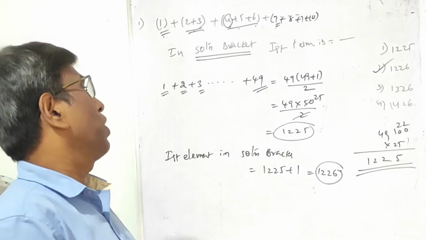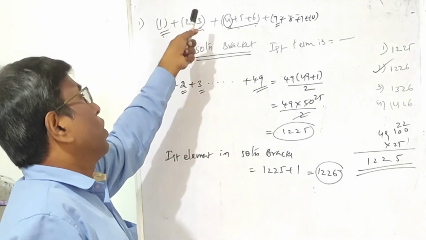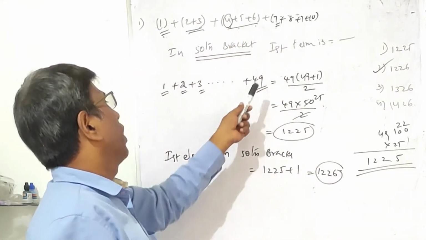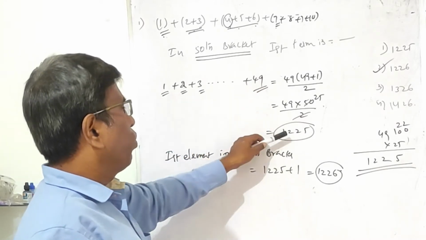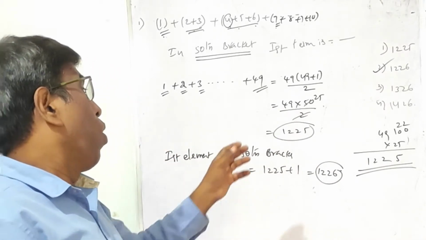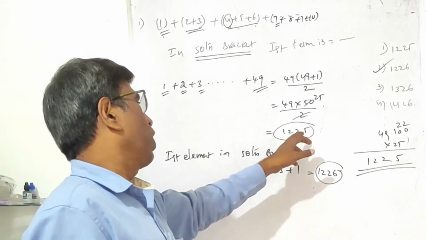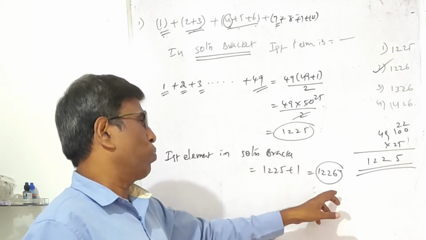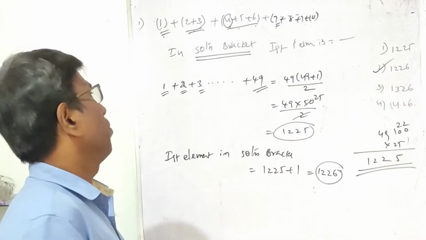So let me explain this one. In the first bracket 1 term, second bracket 2 terms, third bracket 3 terms, fourth bracket 4 terms, 49th bracket 49 terms. So how many terms are there? Before the 50th bracket, there must be 1225 terms. That's very important. The first element in the 50th bracket is 1225 plus 1, that is 1226. This is the way of solving the question.